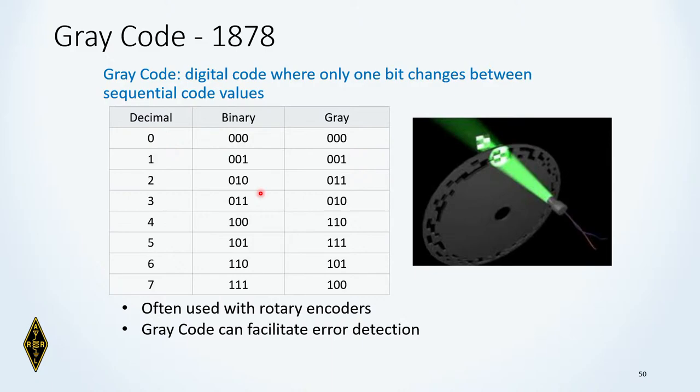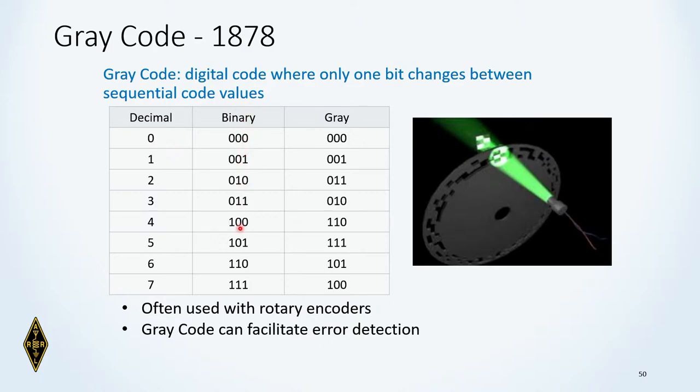Then there's something called the gray code, and this goes back to 1878. Well, if we've got a digital code called the gray code that we use today, what in the world were they doing with it back then? And the answer is heavy-duty machinery would be using switches and relays to function. And let me explain why that mattered. Now, let me talk about what the gray code is, first of all. Digital code where only one bit changes between sequential code values.